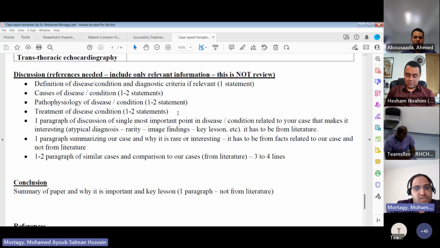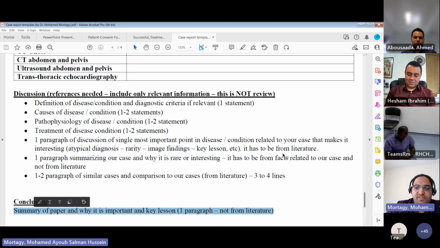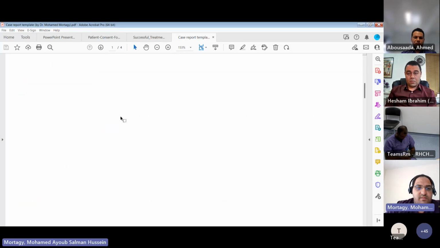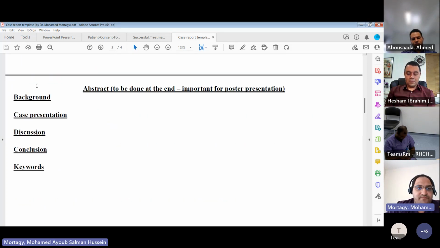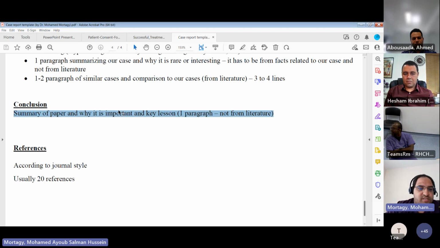So this is your discussion template, and then your conclusion is a summary of the paper in just 1 paragraph. Why it's important, the key lesson, no references here. So as you've seen, the background, just one big paragraph, a little bit of references; case presentation, 3 or 4 paragraphs, no references at all; discussion, 3 or 4 paragraphs, some references; conclusion, 1 paragraph, no references, and then you write your keywords. So that's what it usually is.